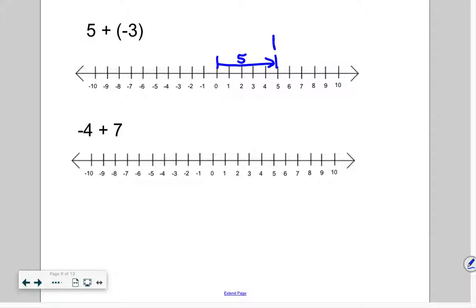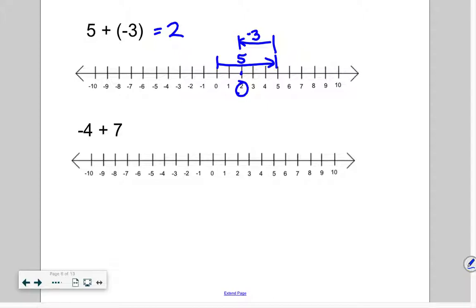So I'm going to have to go above this to show my next step. And I have to go back 3. So to the left, 1, 2, 3. What number do you end at? Where do we end at? We end at a positive 2. 5 plus a negative 3.